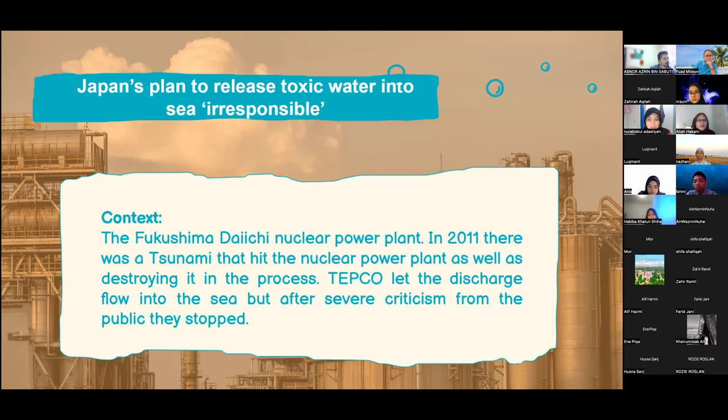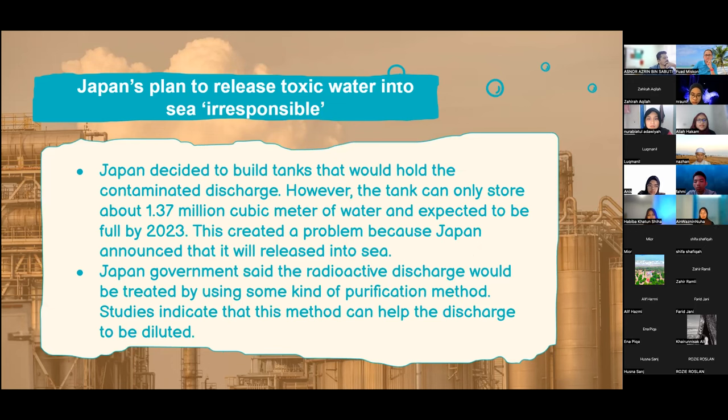However, after severe criticism and a lot of pressure from their own citizens and people from abroad, they decided to temporarily stop the discharge flowing into the ocean. When that happened, Japan decided to build tanks to hold the contaminated discharge. However, the tanks can only store about 1.37 million cubic meters of water and are expected to be full by 2023. This created a huge problem because Japan still stands strong with the decision to release the toxic and radioactive discharge into the sea.